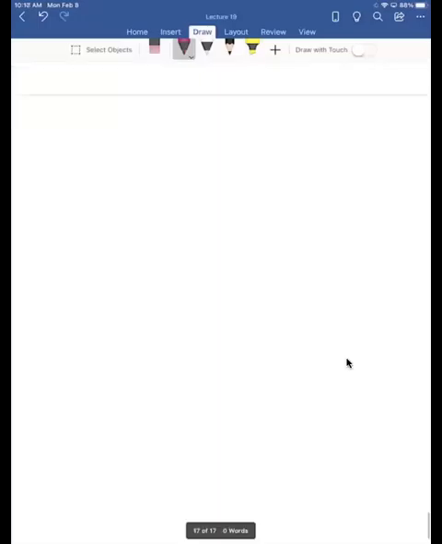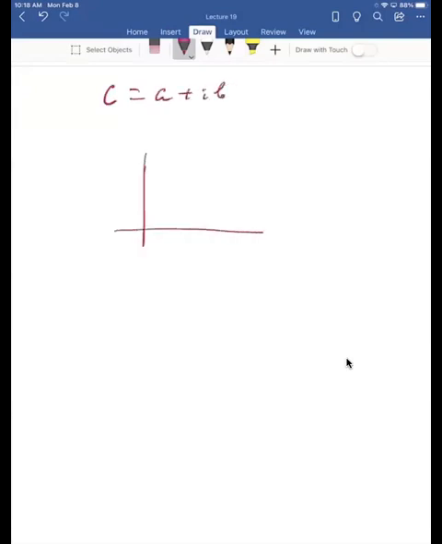I just want to add a couple of things that didn't make it into the regular lecture. So a complex number, like we discussed, has this form, and it can be depicted in the complex plane like this, right? So it's kind of like a vector.